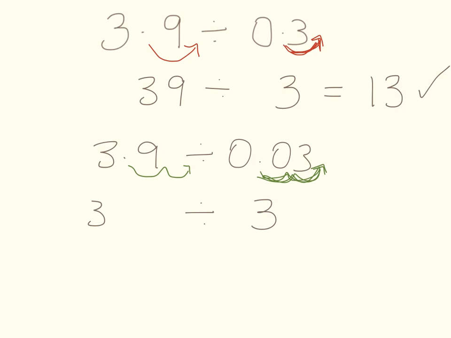So that becomes 390 divided by 3. Then 3 into 3 goes once, 3 into 9 goes 3 times, 3 into 0 goes 0. So 3.9 divided by 0.03 is 130.